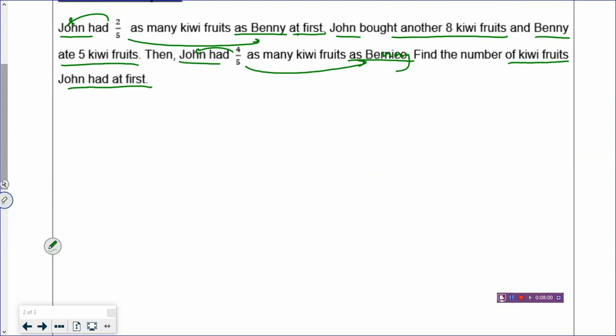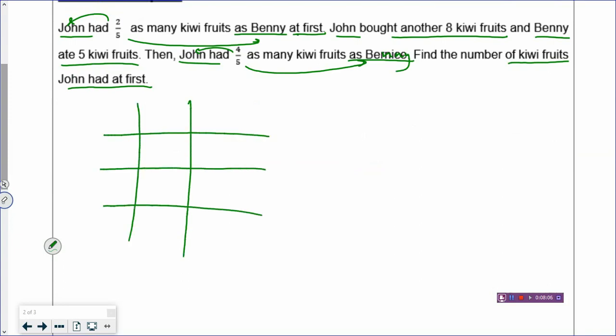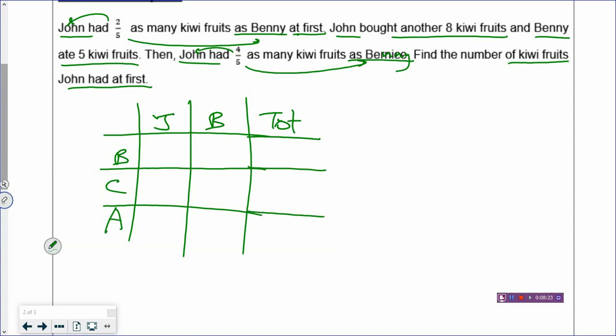Okay, so again, if everything changes, I will always prefer to use the table, the table to help me to draw the model. So BCA, and label the types of fruits, the different people, John, Benny, and of course total. So your table always has the total column. So John has 2, Benny has 5 units. Total they have at first is 7 units. Then John bought another 8, so you plus 8, and Benny ate 5 kiwi fruits. Okay, then what happened in the end?